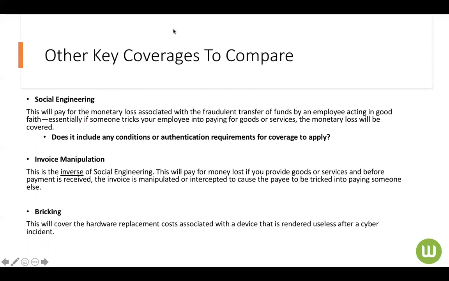Okay, other key coverages for you to consider, and other key coverages to compare.